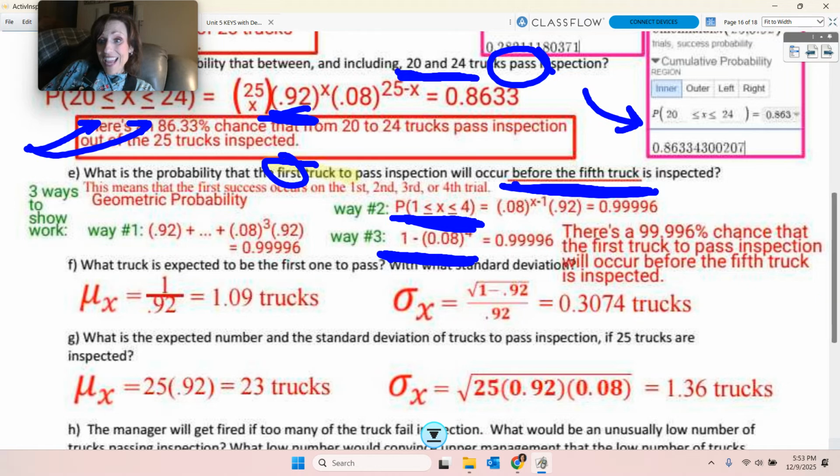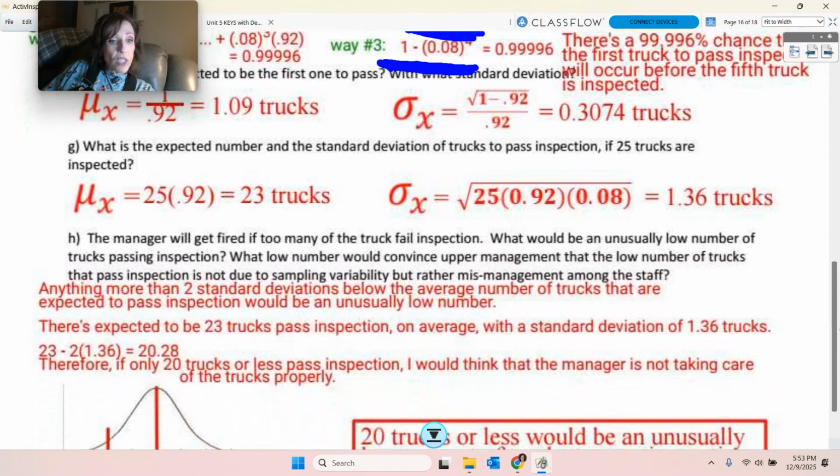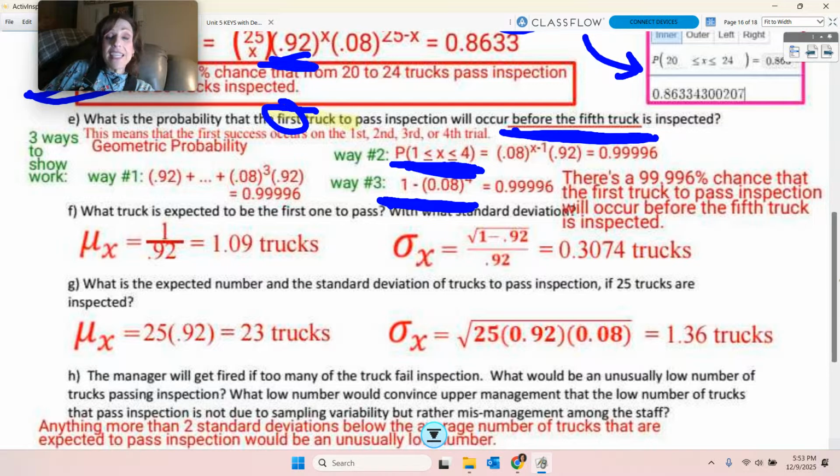All right, and then these last two, well, not H, but F and G, have to do with what you are expecting. And expected value is the mean. Expected value is the mean. So now the key is, am I dealing with a geometric expected value or a binomial expected value? So how do you tell the difference there? Well, that's based on the question.